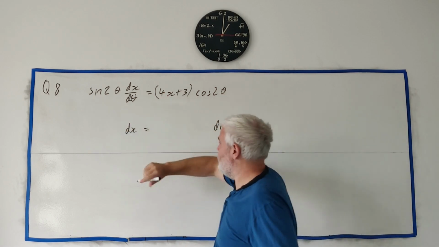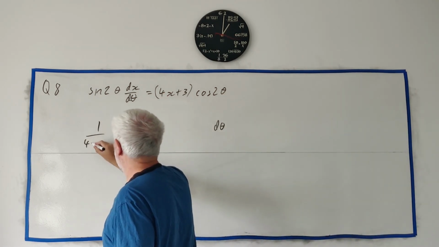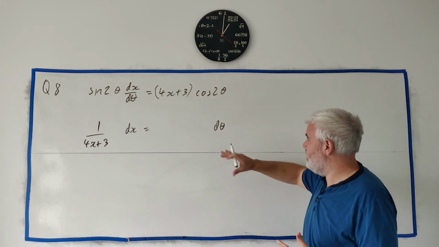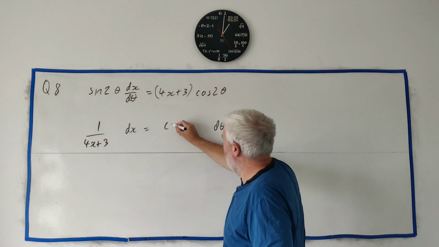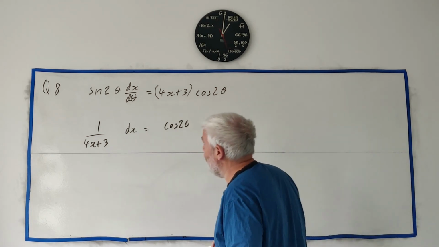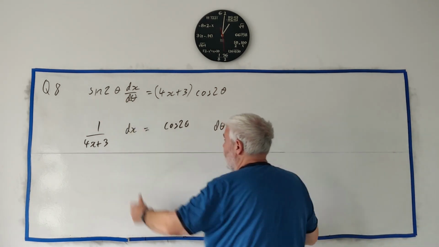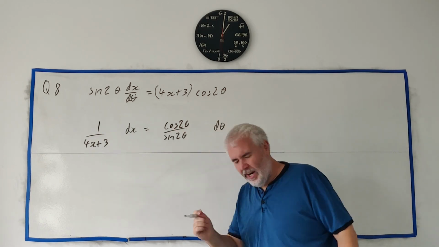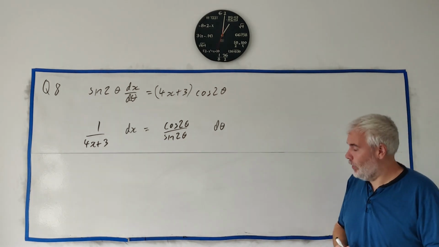That means dividing both sides by 4x plus 3. And then we want all the thetas on the right side. Cosine theta is already here. We don't do anything to that. This term though, we divide both sides by this and we'll get 1 over sine 2 theta. Okay, I think you'll probably get a mark for doing this.